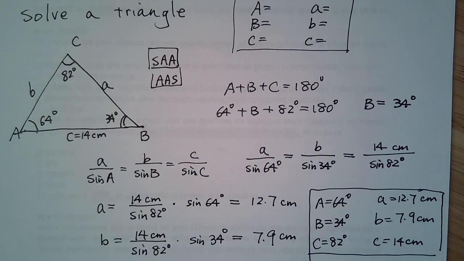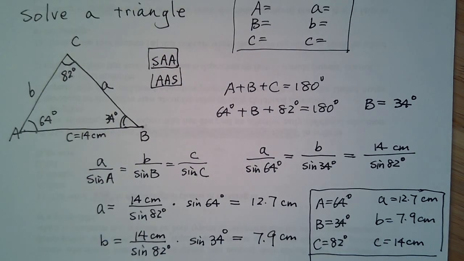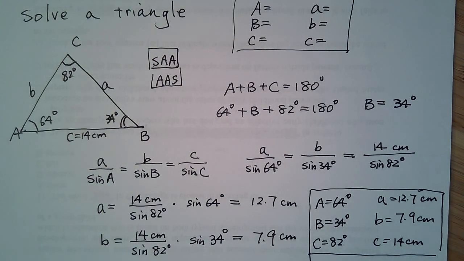Okay, now this is the SAA type or AAS type. It doesn't really matter whether you talk about the S first or the S at the end. But the good thing is if you have two A's, then you can find the third A. You have two angles, then you should be able to find the third angle, and then you go ahead and use the law of sines.